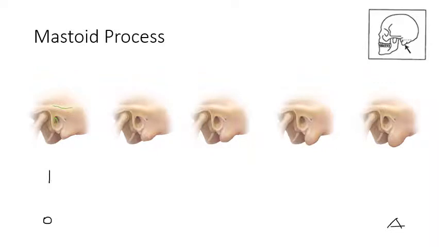So number 1, we are seeing a small mastoid process. Number 2, that mastoid process is becoming larger. Number 3, we see an example of a larger mastoid process. Number 4, it's becoming quite pronounced. And of course, number 5, we have a robust, well-pronounced mastoid process, which is consistent with a male.